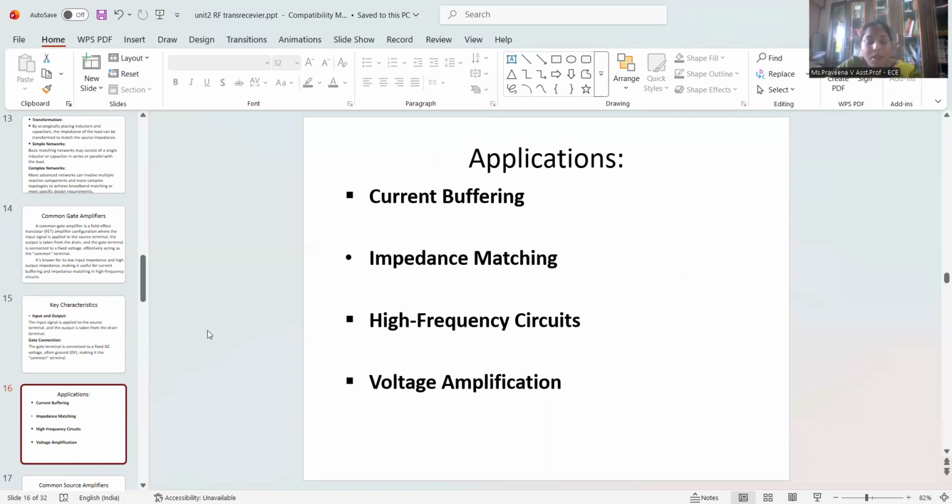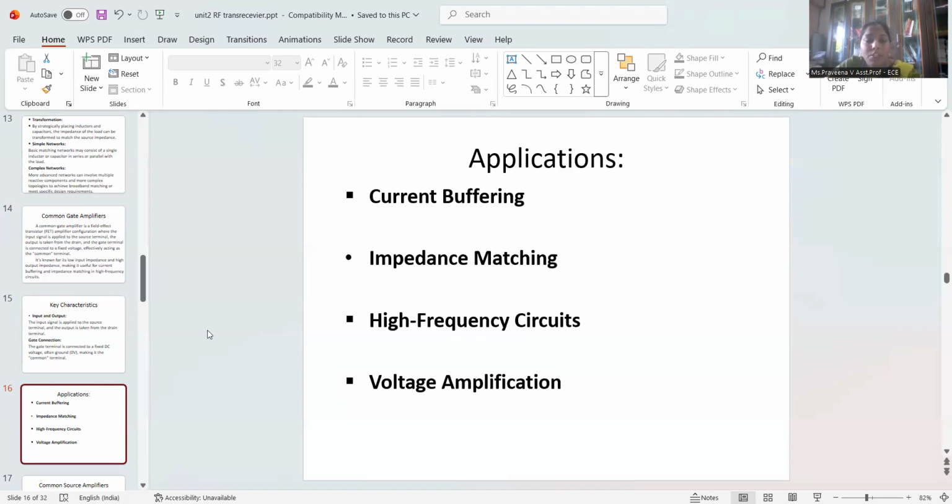Let us see the applications. The first application is current buffering. The common gate amplifier will be acting as a current buffer. That is, transferring current from input to the output with minimal losses. For example, in an RF receiver circuit, right? So the CG, that is the common gate amplifier, will buffer the antenna current before they are processed by later stages. The benefit is that it prevents loading effects and it will maintain the signal strength.